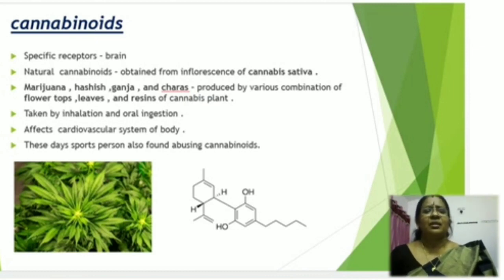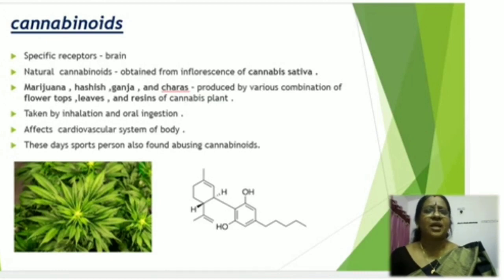Certain other drugs are obtained from or produced by various combinations of flower tops, leaves and resins of cannabis plants. In this way many drugs are obtained, that is marijuana, hashish, ganja and charas. Generally it is taken by inhalation and oral ingestion, and it affects the cardiovascular system of the body.